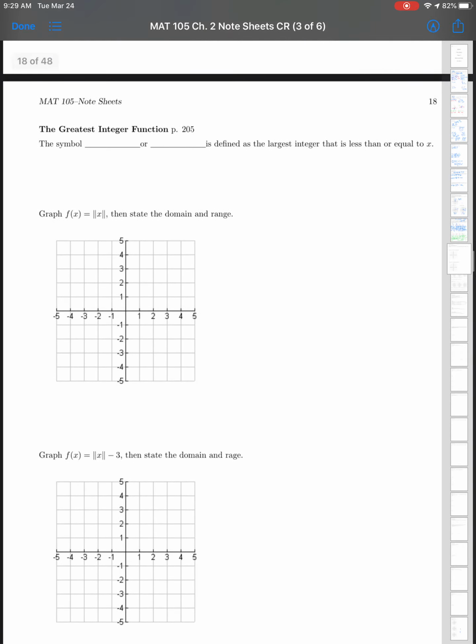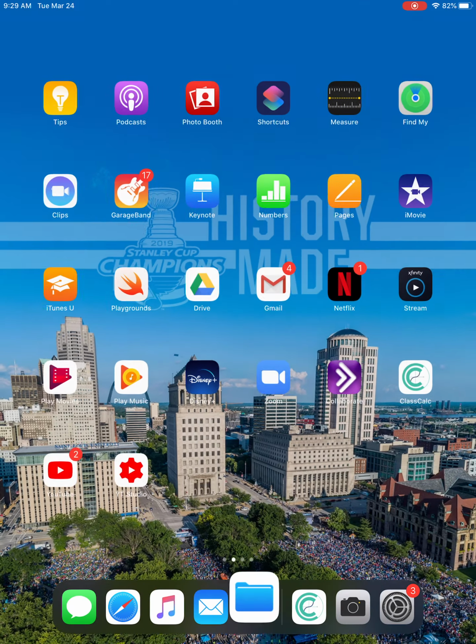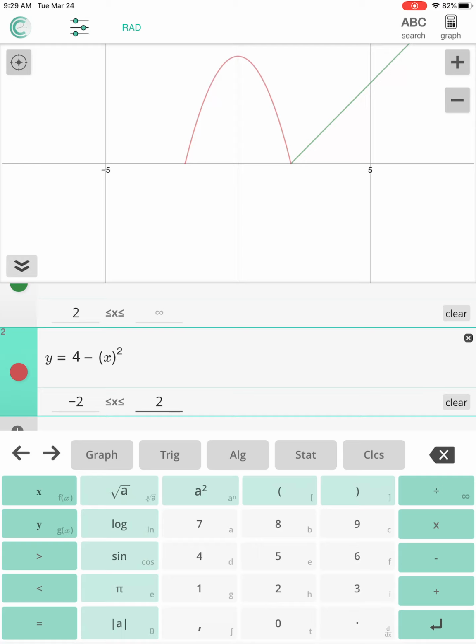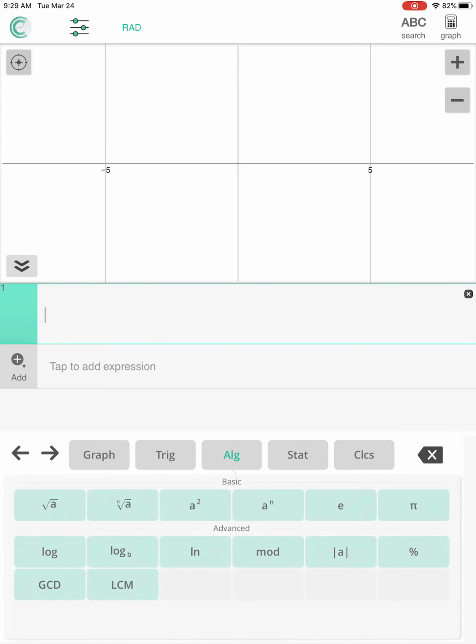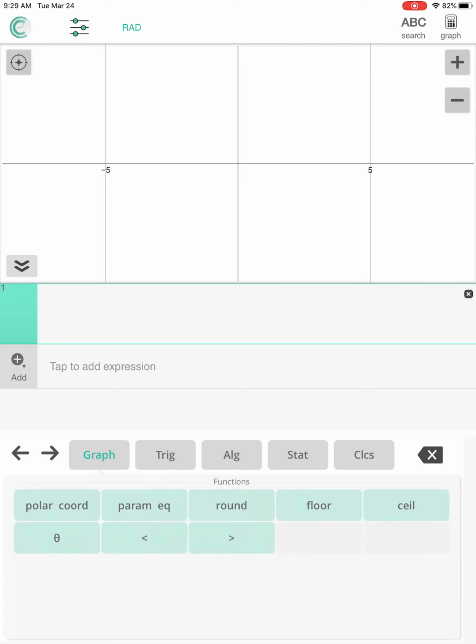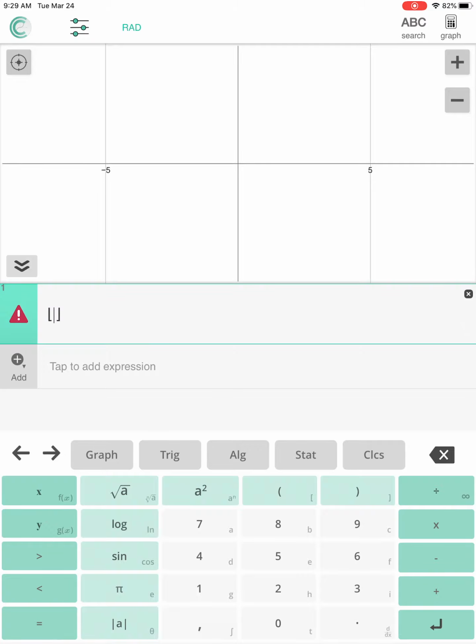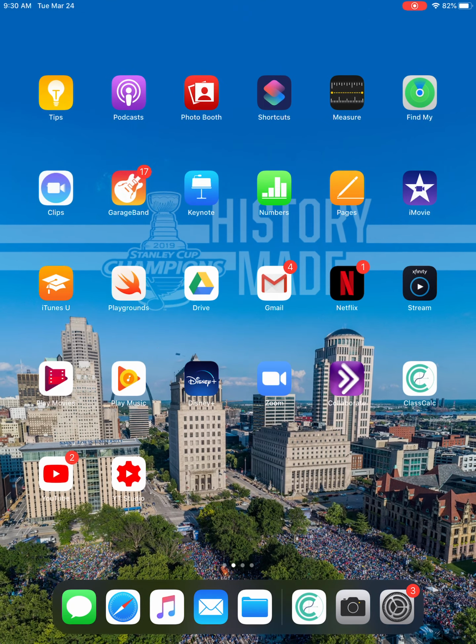The last function that we're going to talk about real quick is the greatest integer function. So this is the idea of a function where, let me show it to you in the graphing calculator real quick so you can find that. So I'm going to clear out the graphs we've been using. And this function, I believe, is under algebra. Nope, I'm wrong. So let's see, where is it? It's actually under graph. And the one we're going to use is the one called floor.